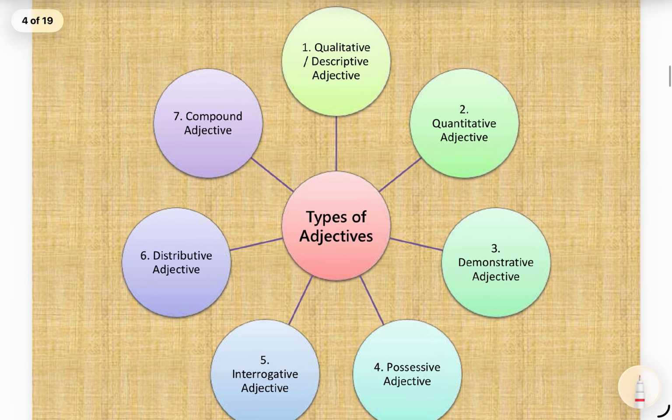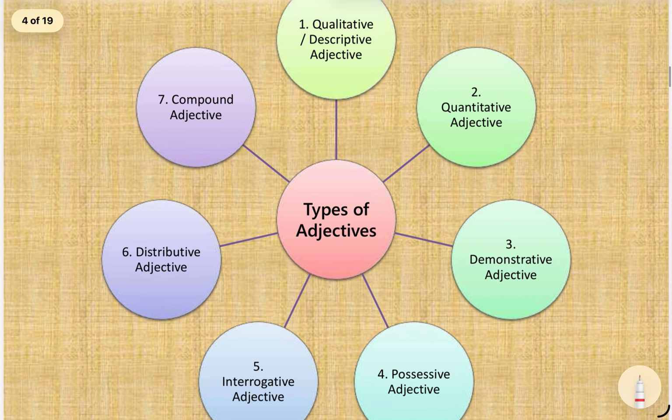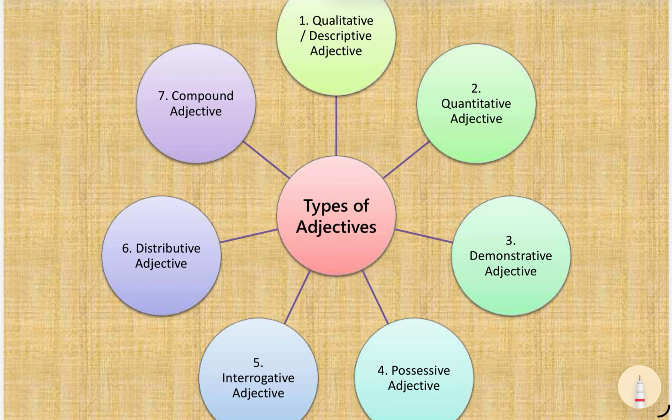Now we will go with the types of adjectives. It is classified into 7 parts. First, qualitative adjective, also known as descriptive. Second is quantitative adjective. Third is demonstrative adjective, then possessive adjective, interrogative adjective, distributive adjective, and compound adjective. One by one, we will go through all its types.